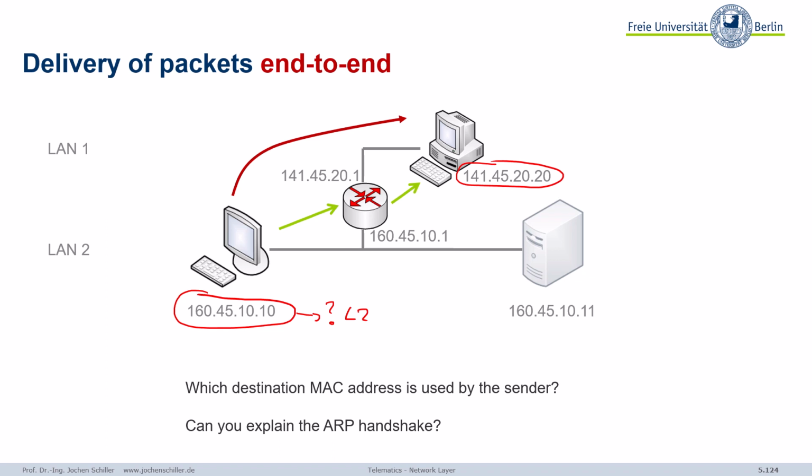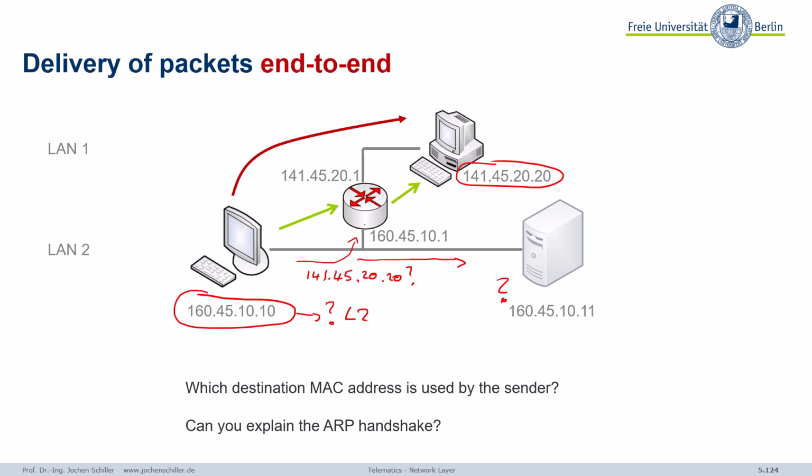The point is, if I don't know anything, as we just learned, we will send an ARP request. ARP request: who has 141.45.20.20? I want to send something to it. Who has this address? This packet will go to all machines connected to the local area network. One computer will say, okay, I'm not the one.